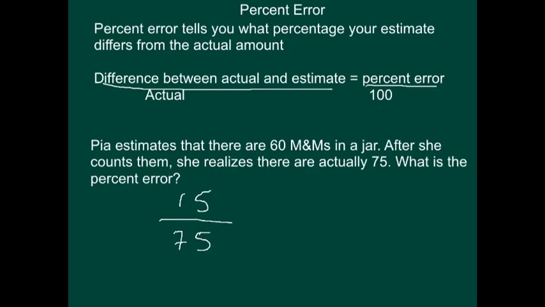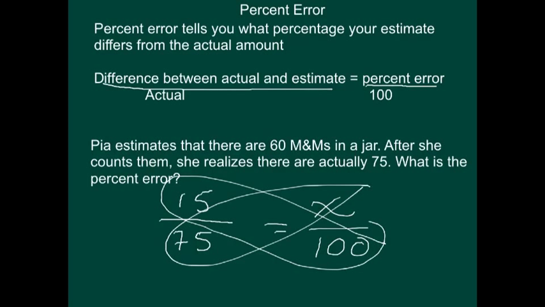Notice that I'm just finding the difference. I'm taking the larger number, whether it's actual or estimate, and I'm subtracting the smaller number, whether it's actual or estimate. I'm finding a positive difference. And then I'm saying, okay, the percent error is what I'm trying to find over 100. I can solve this proportion any way that I choose, whether I want to reduce 15 over 75 by 5 and get 3 over 15 or 1/5, which I know is 20%, or whether I want to cross multiply and get 75x equals 1500, in which case I divide by 75. But anyway I cut it, I get x equals 20%. So that means my percent error was 20%.